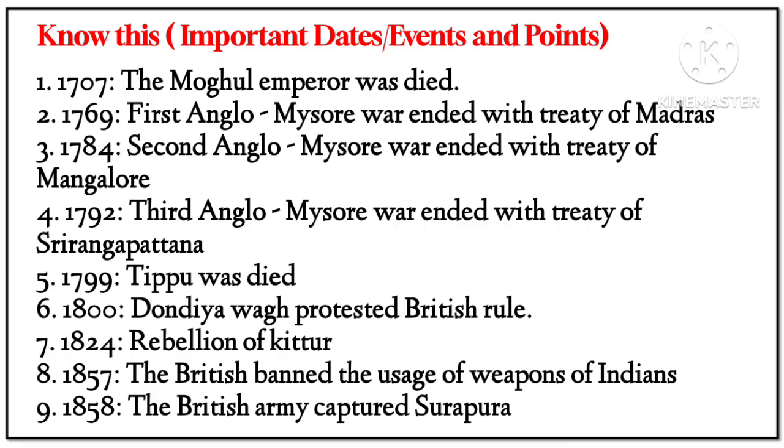1799, Tipu died. 1800, Dhondia Wagh protested against British rule. 1804, Rebellion of Kittur. 1857, the British banned the usage of weapons by Indians. 1858, the British Army captured Surpur.